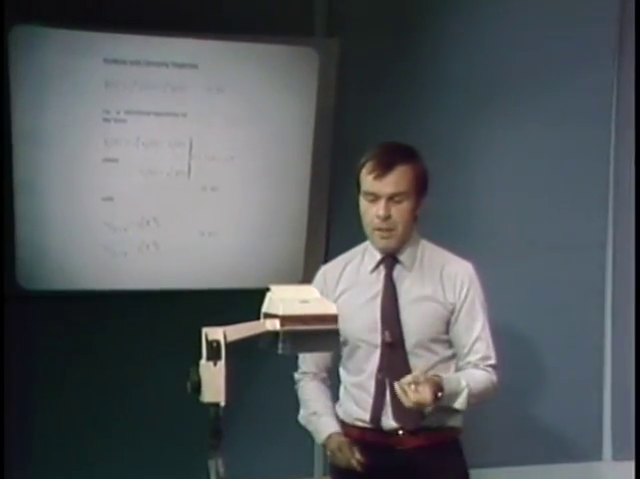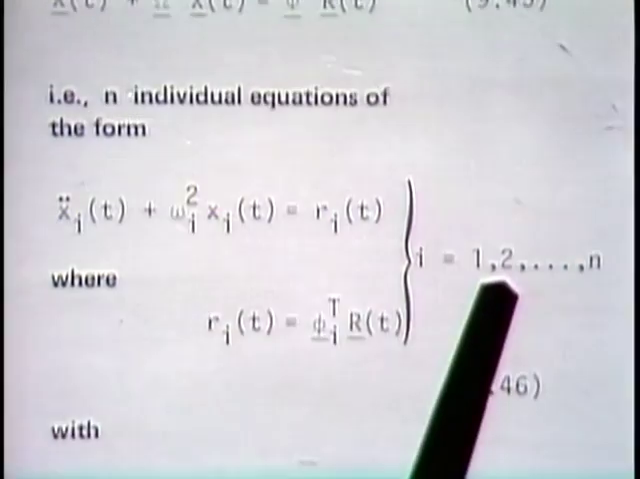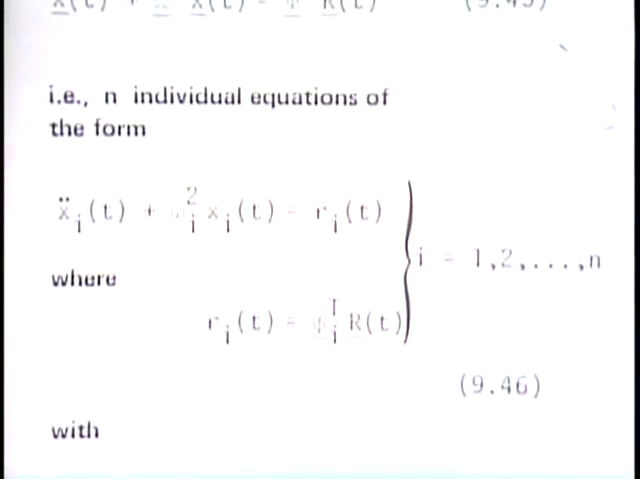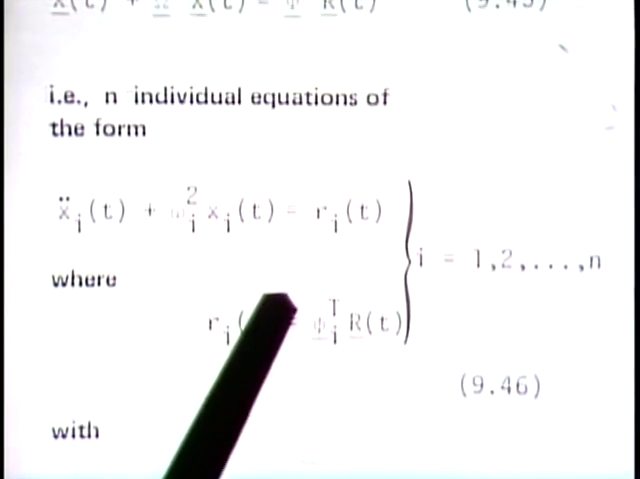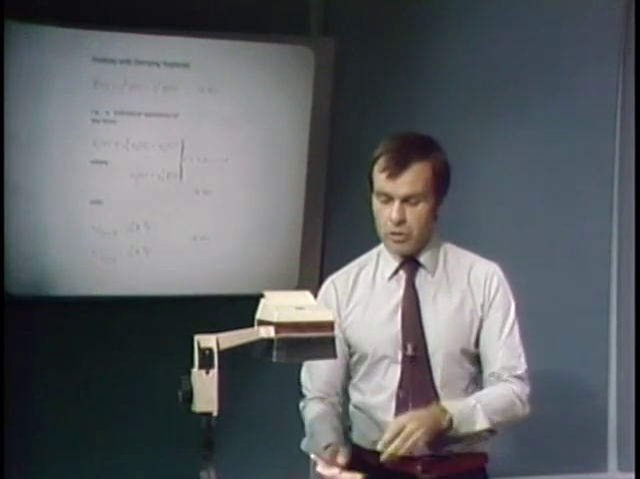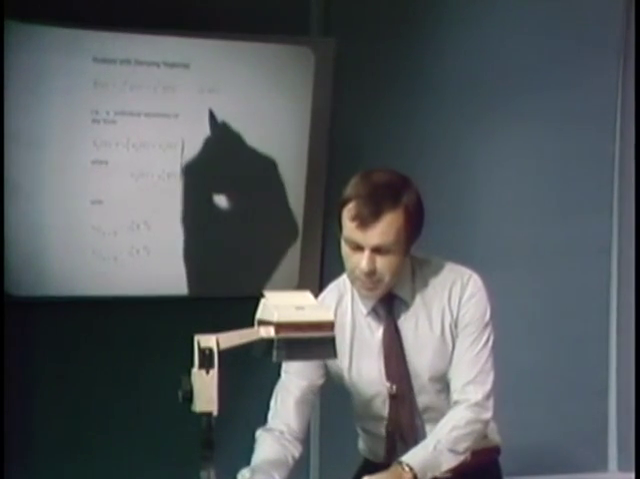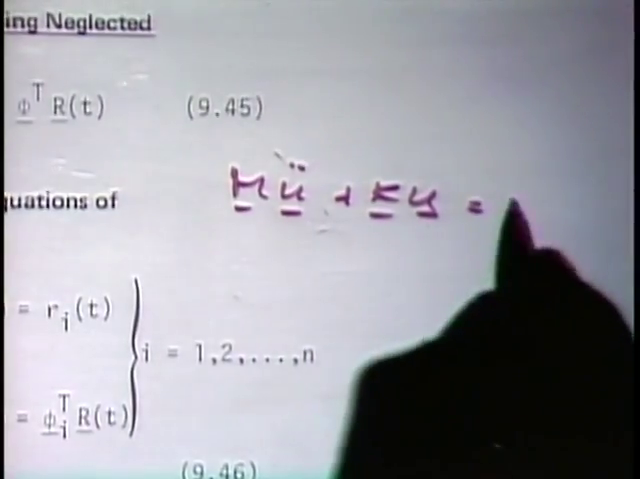Notice the following: if we solve all n equations with these initial conditions, then if we use, for example, the Newmark direct integration method on these equations, we would obtain exactly the same solution as if we had solved the fully coupled equations. The fully coupled equations, let me write them down once more here, are M u double dot plus K u equals R.